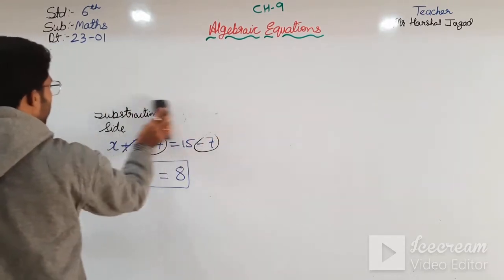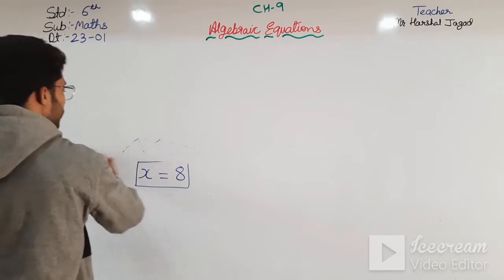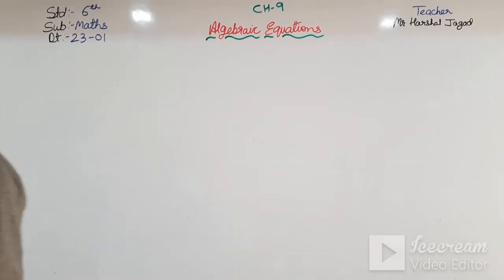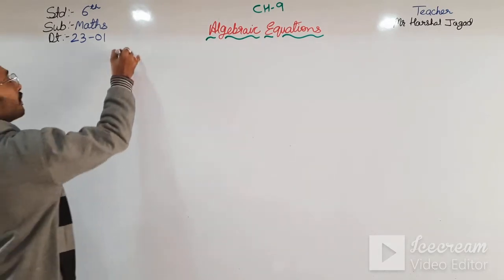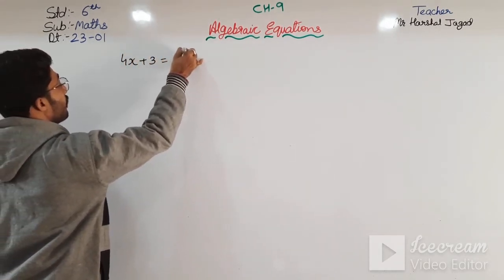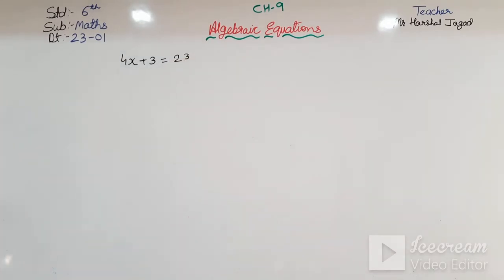So, the trial and error method. What is it? Here an equation is given, that is 4x plus 3 is equal to 23, which is on the RHS side.